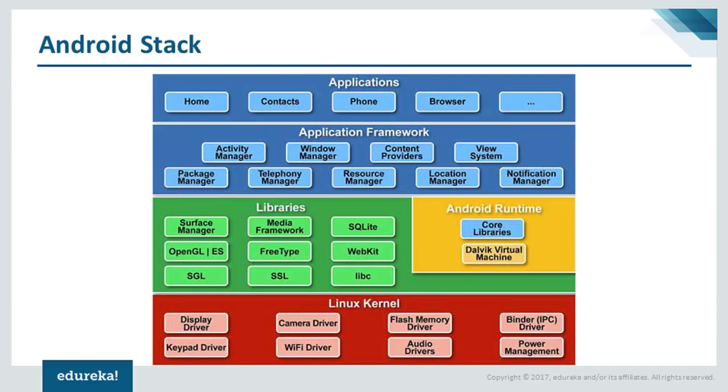So like this, we have various libraries, and these libraries are parallelly related with the Linux kernel. Apart from this, you have the application framework. Now, before I get to the application framework, we have something called the runtime library. The runtime is very important.